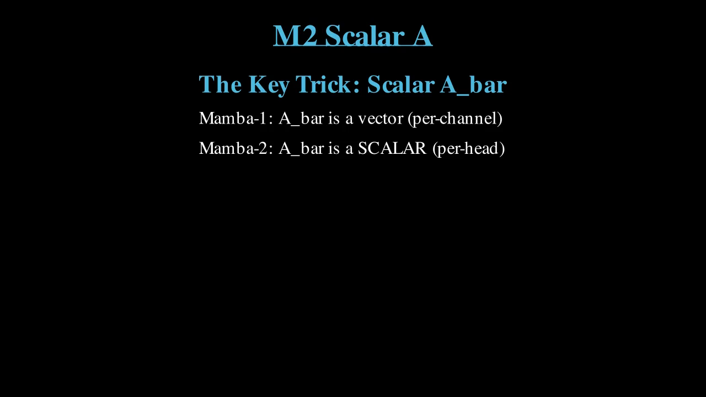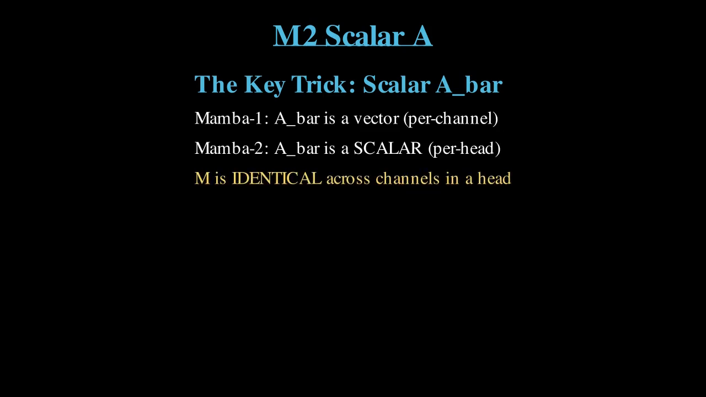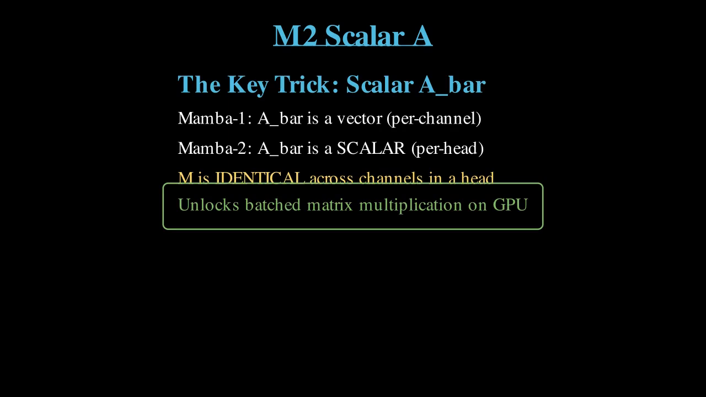What does this do? It makes the structure of the semi-separable matrix M identical across all channels in the head. We are essentially applying the same linear operator to each channel's input sequence. This homogeneity is the key trick. It allows us to collapse the channel dimension and use highly optimized, batched matrix multiplication routines on the GPU. We trade per channel expressivity for a massive boost in hardware utilization. This is the core architectural change that enables SSD to be practical and fast.